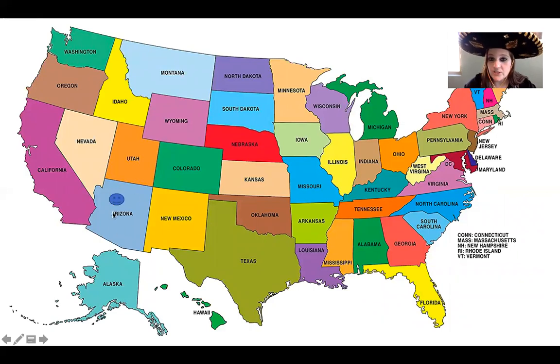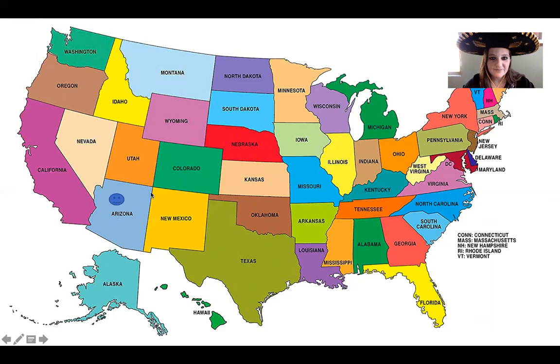And then Mrs. G has told you before that I lived in New Jersey. I grew up there. And so I wanted to show you really quickly, New Jersey is right here, this brown. Look how small it is compared to some of these states. Okay? And so I traveled all the way from New Jersey to move to Arizona.